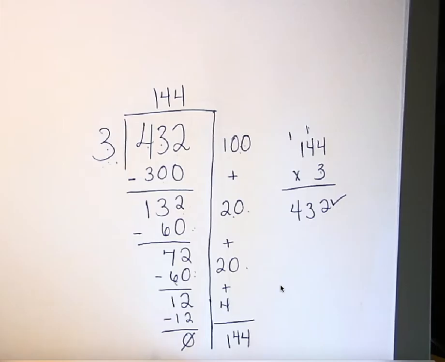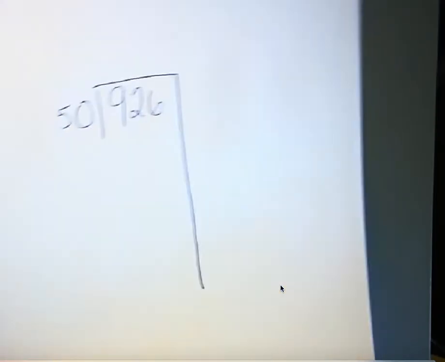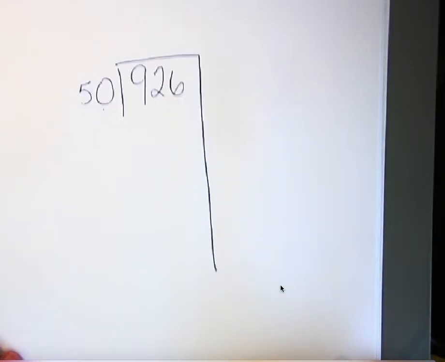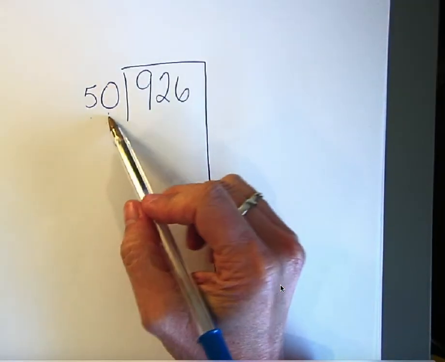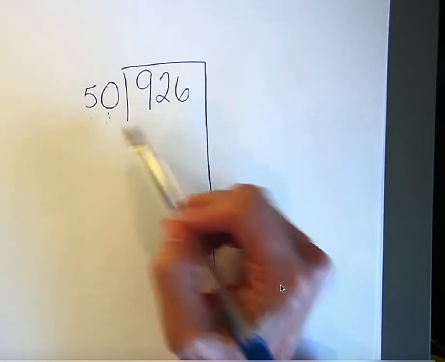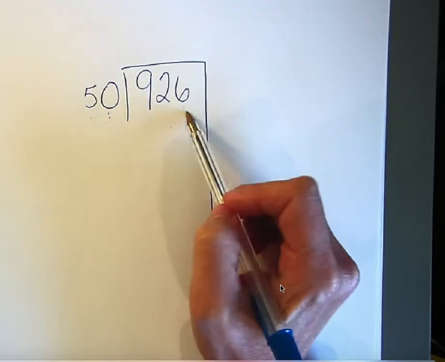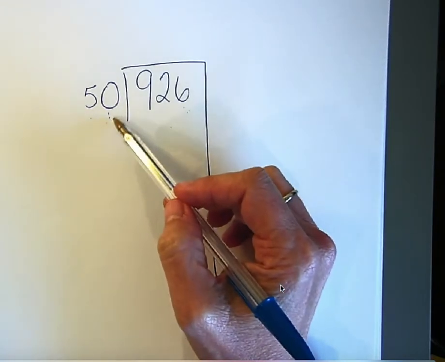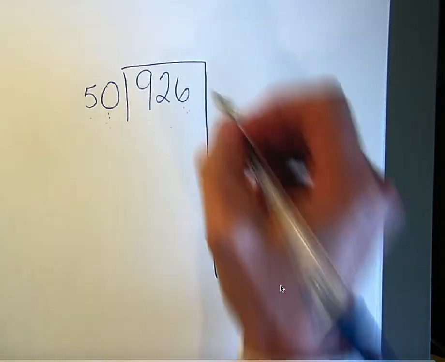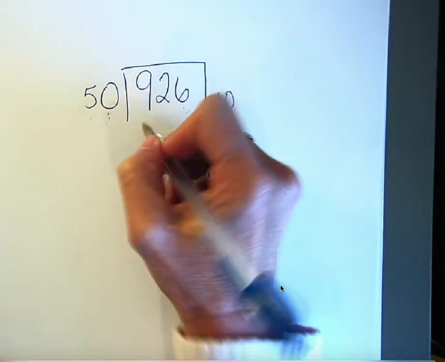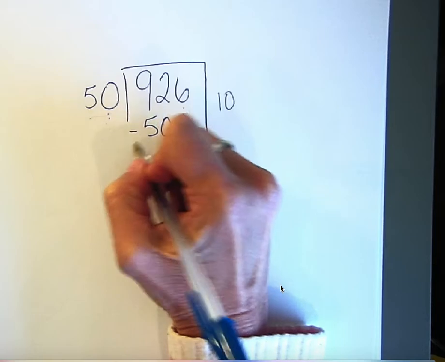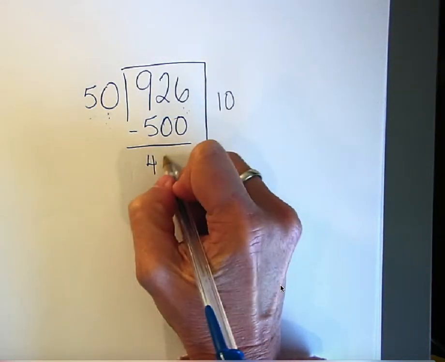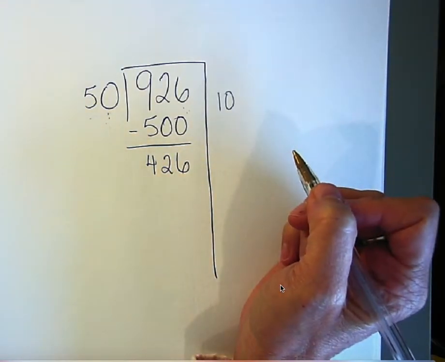So now we're going to try one more problem. I'm going to try a 2-digit divisor here. All right. So looking at this, again, I want to try to use multiples that's going to help me get a larger number. I know that if I use 50, maybe times 10, so 50 times 10 will give me 500, and that gives me a larger number to work with. I'm going to be left over with 426.